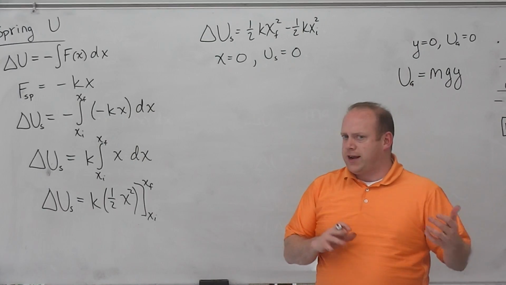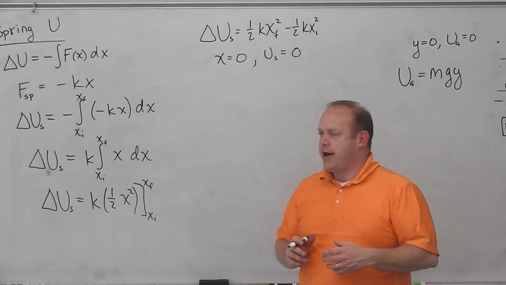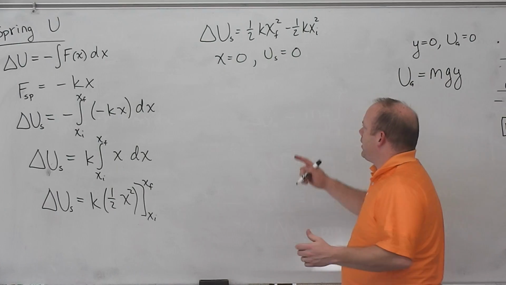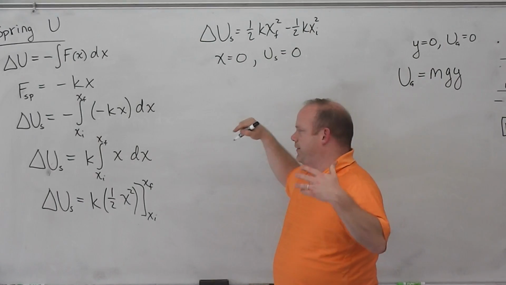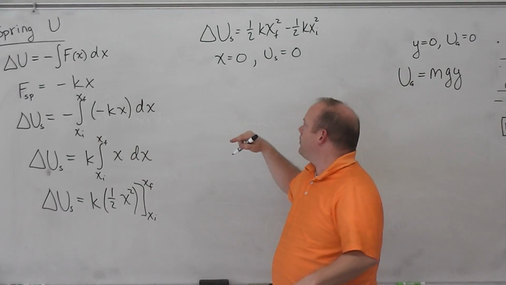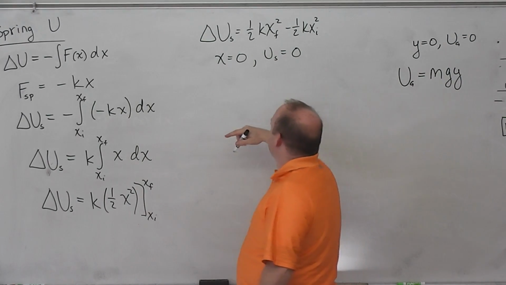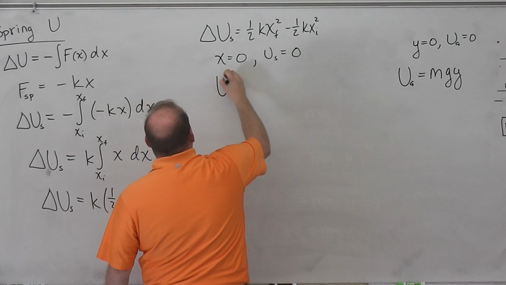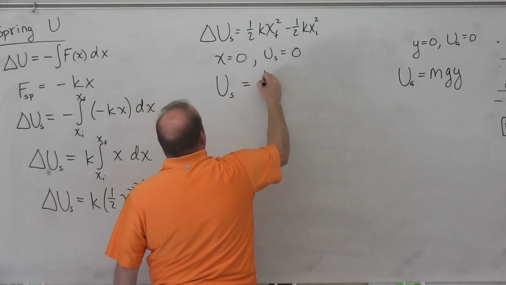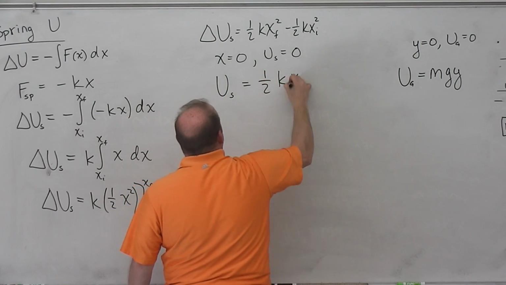Really, always what we're looking at is a change in potential energy. But a lot of times, for convenience sake, we want to say that the potential energy of the system is such and such number, and in order to do that, we have to set a reference point. So when we do that, we can say that the potential energy due to a spring is equal to 1/2 k x squared.